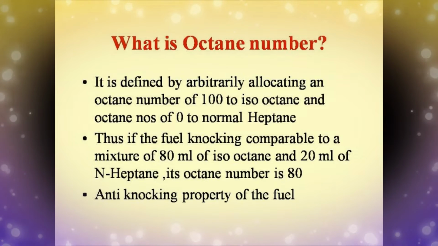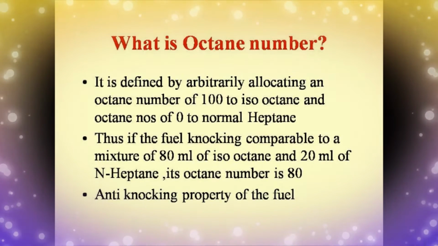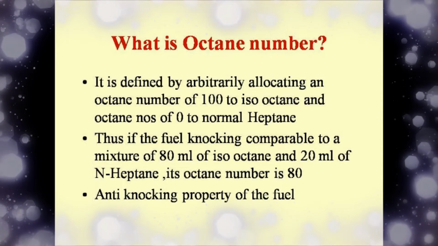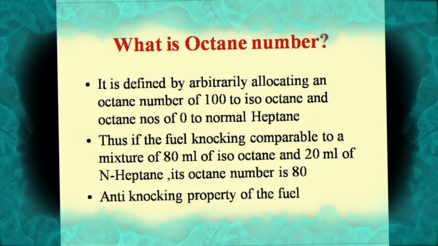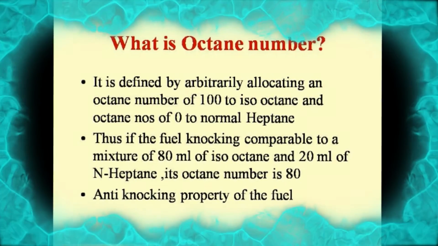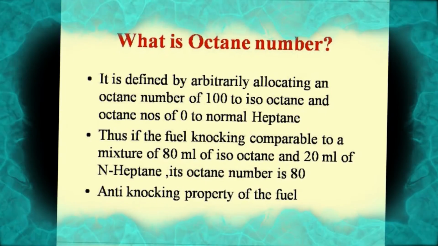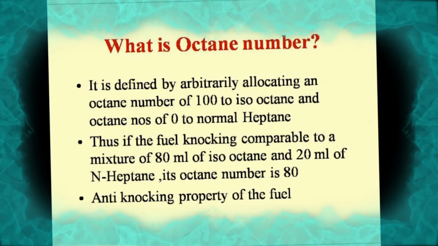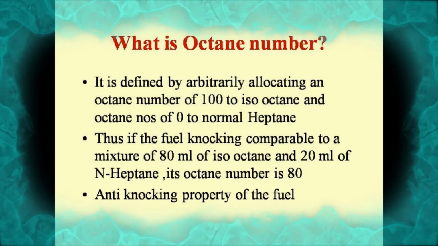So, basically, octane number is arbitrarily allocated as 100 for isooctane and 0 for normal heptane. For example, if you take a fuel and say the octane number is 80, it means technically that 80 ml of isooctane and 20 ml of n-heptane are there in the fuel. So its octane number is 80. Basically, octane number gives the anti-knocking property of the fuel. This is the theoretical definition of octane number.